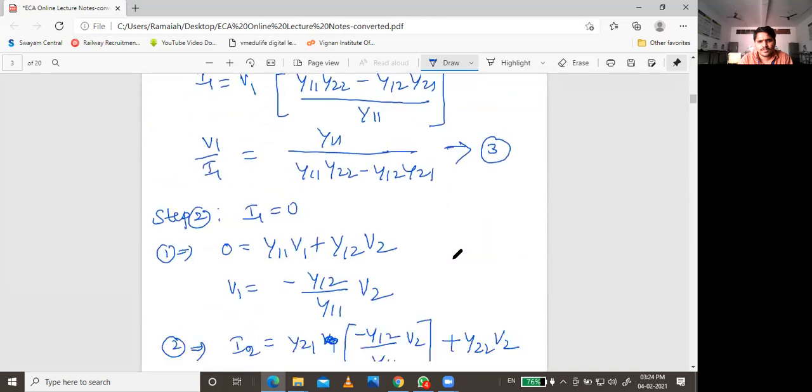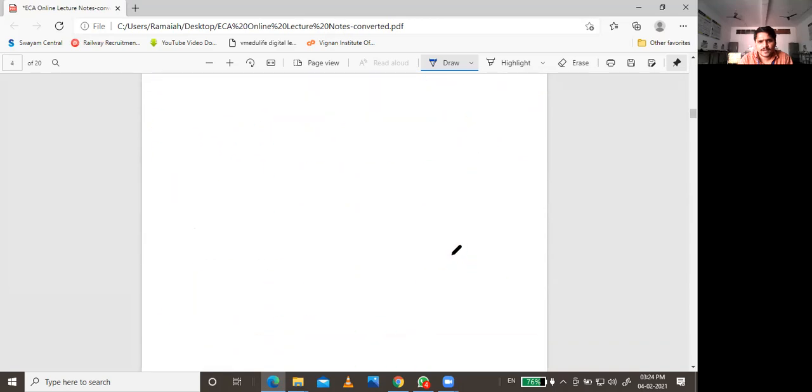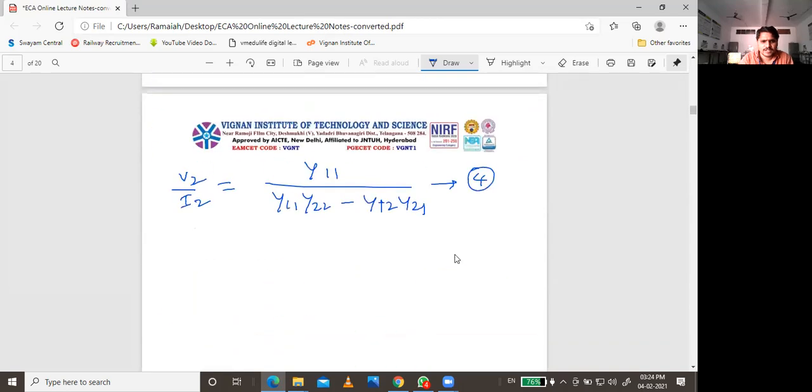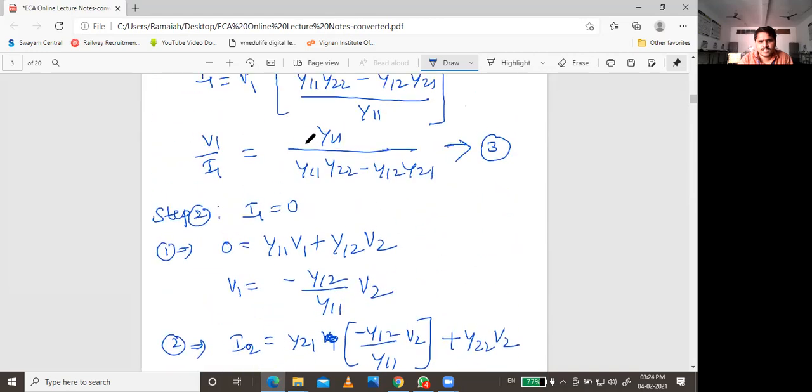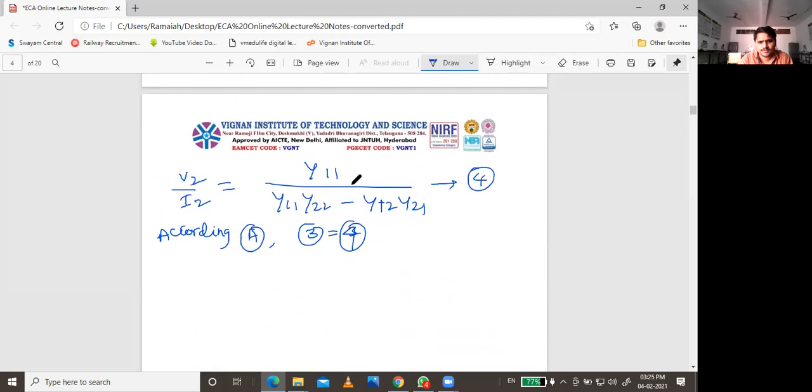So therefore, according to the symmetric condition, according to equation A, this equation 3 equal to equation 4. What is equation 4? Okay, equation 4. What is equation 3? So equation 3 is V1 by I1, Y11 by Y11 Y22 minus Y12 Y21. So this is what?